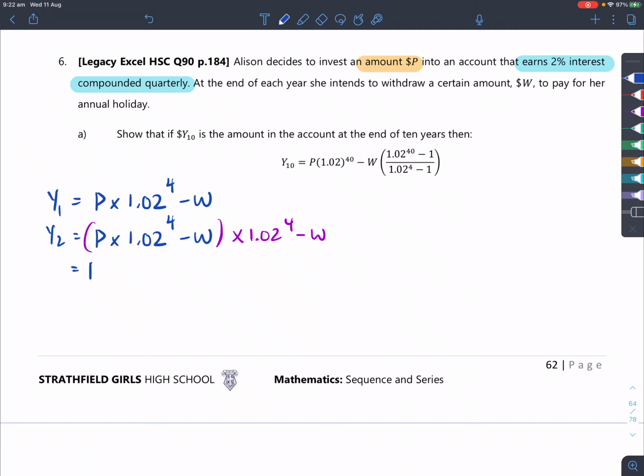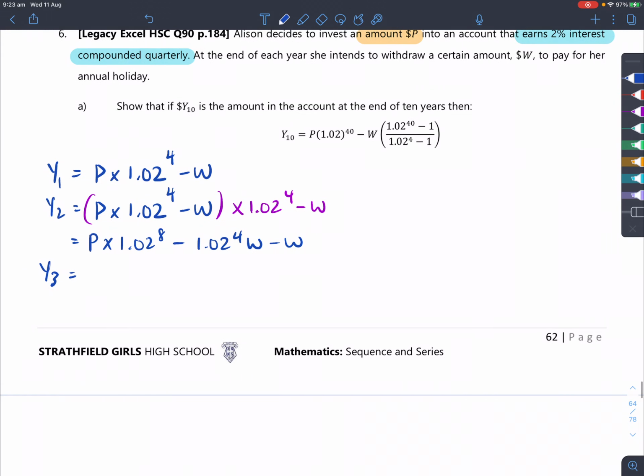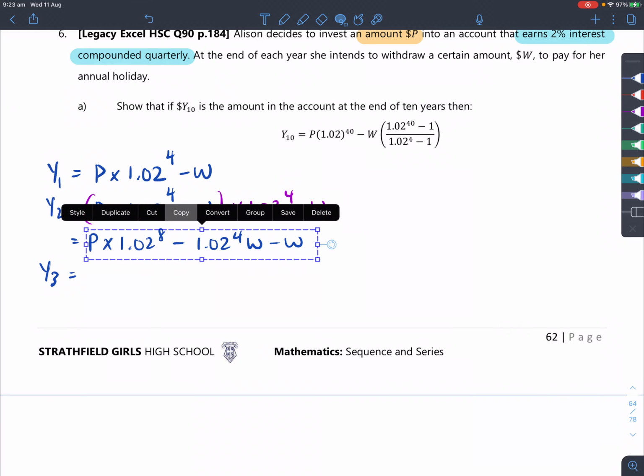So if I then expand it, I'll get P times 1.02, but the 4 and the 4 would add together to give us the power of 8, minus 1.02 to the power of 4 W, minus W. Then let's go into Y3 just to get one more line for the pattern. We'll get Y2's amount.